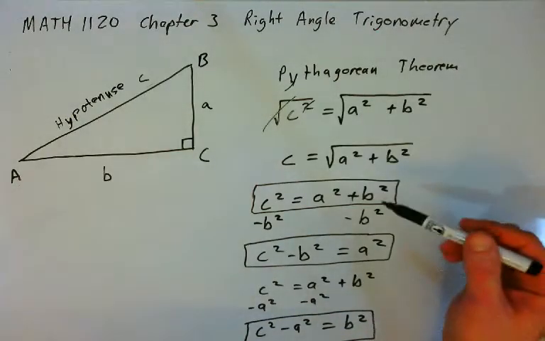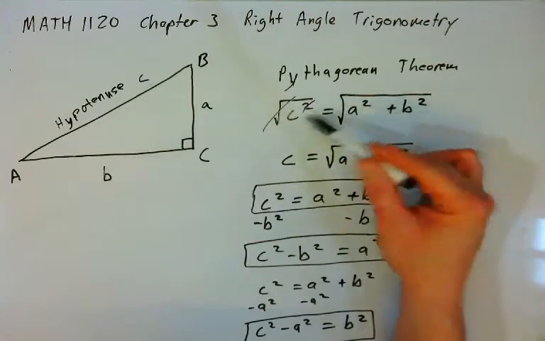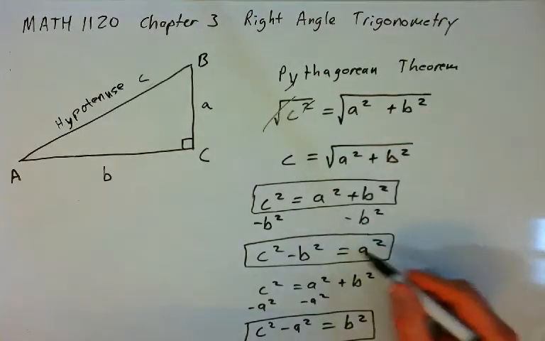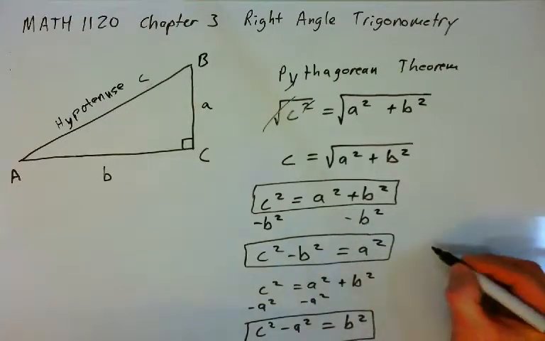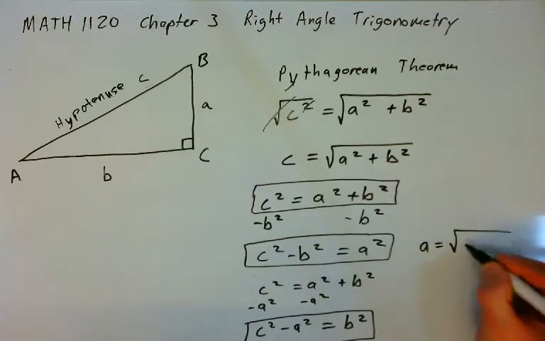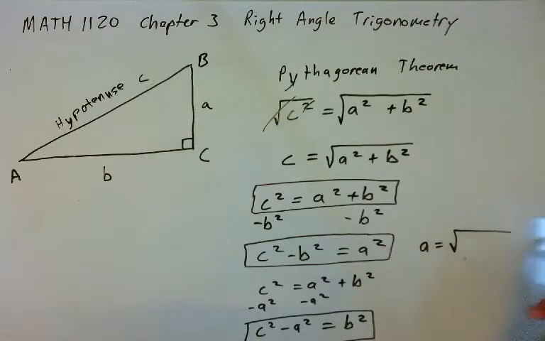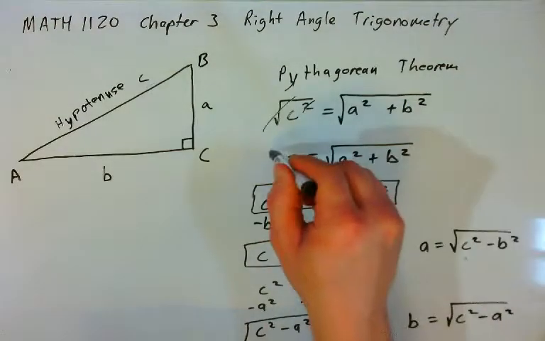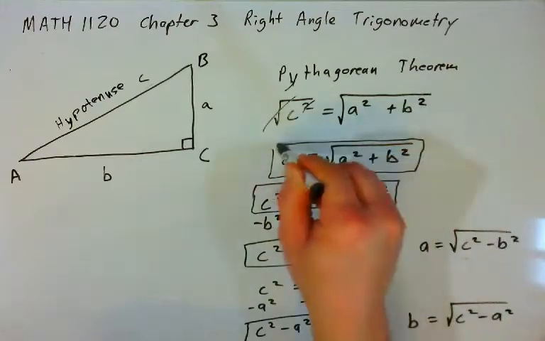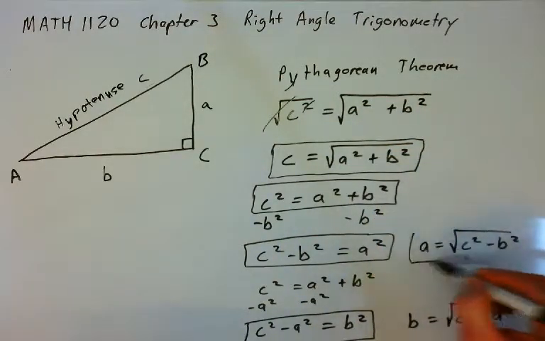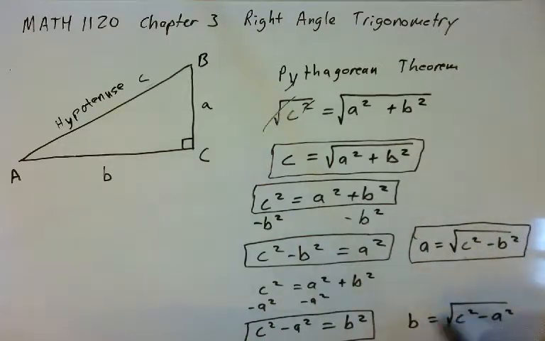And again, just like I took the square root of both sides here to get c equals rather than c squared, we could take the square root of both sides of these equations, and I could say that a is equal to the square root of, how about c squared minus b squared, or that b is equal to the square root of c squared minus a squared. So I just took the square root of both sides. And so c is equal to the square root of a squared plus b squared, or a is equal to the square root of c squared minus b squared, or that b is equal to the square root of c squared minus a squared. Okay, and so again, this is the Pythagorean theorem.